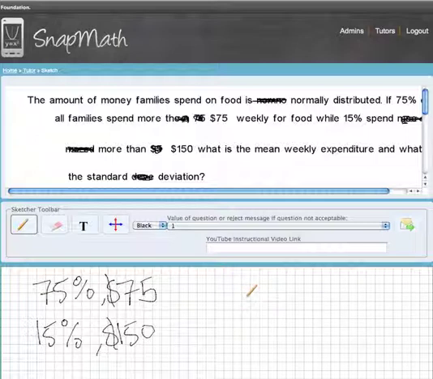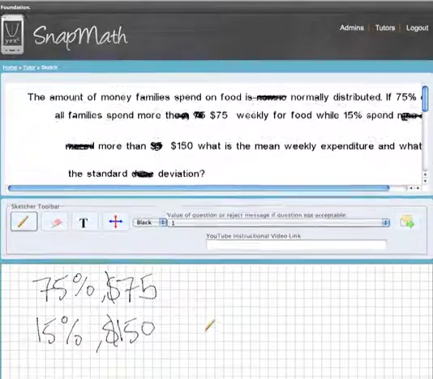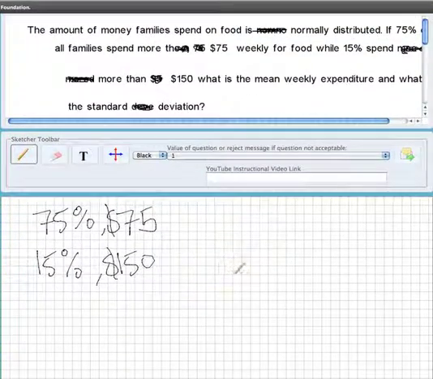So we have this statistics problem that 75% of people spend $75 on groceries per week, and 15% of people spend over $150 per week. So what we want to do is look up how many standard deviations each one of these is away from the mean.